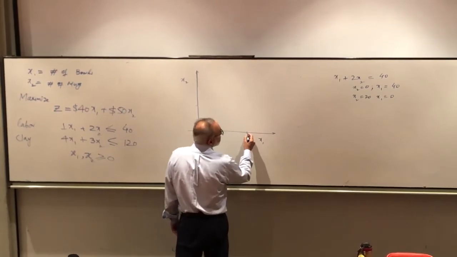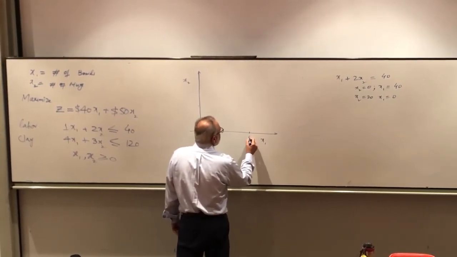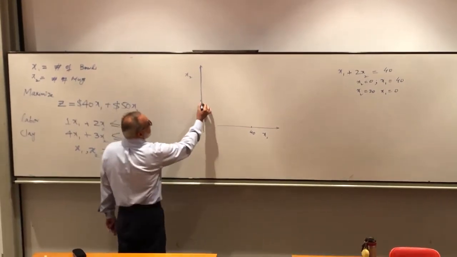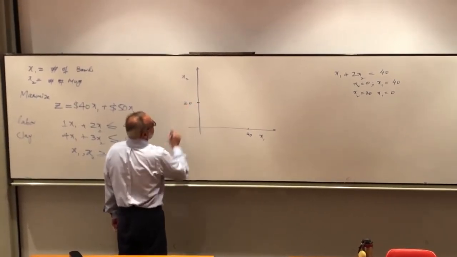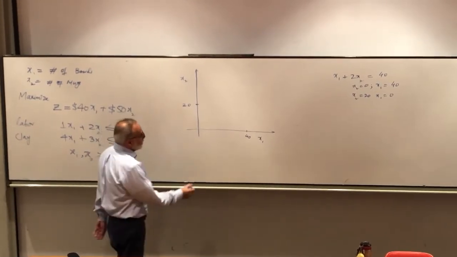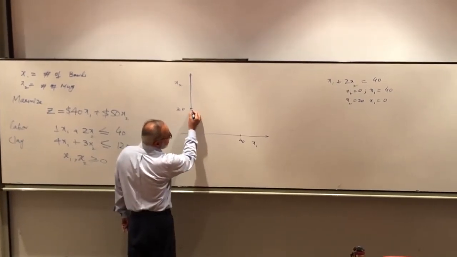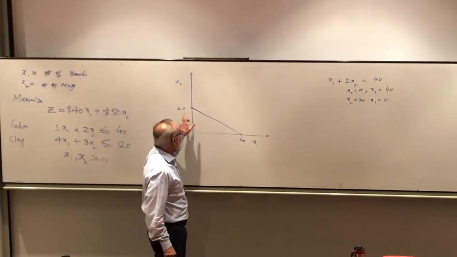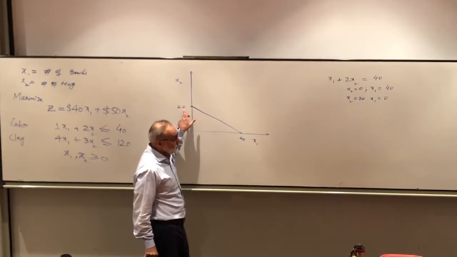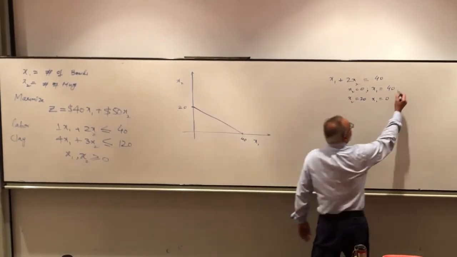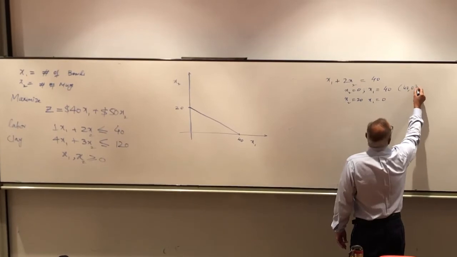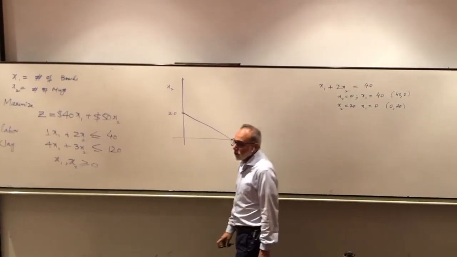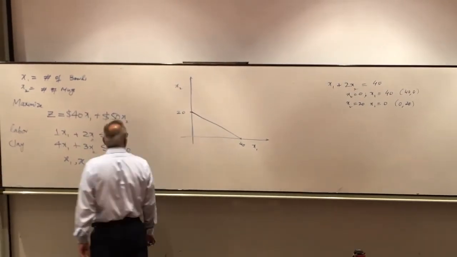Let's say this is x1 is 40 here. And let's say this is 20 here. These 2 points we just join. This is 40, 0. This is 0, 20. These are the 2 points. We have joined them.